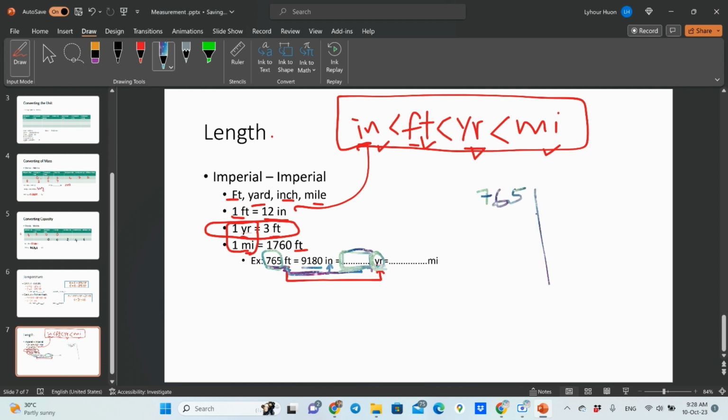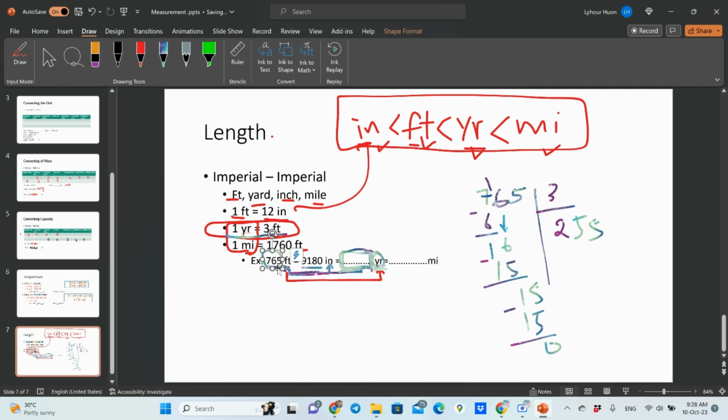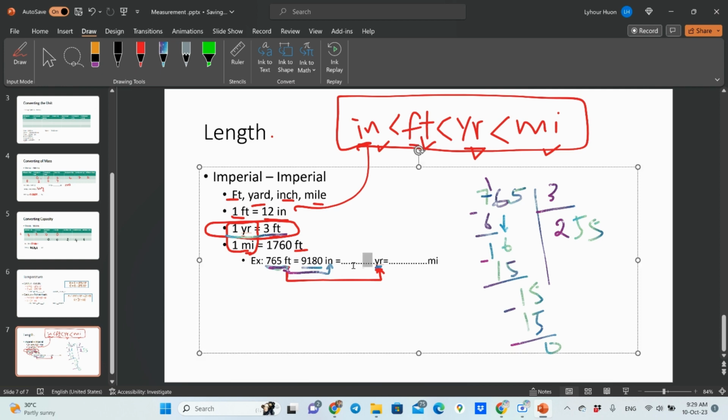765 divided by what number? We know that one yard is 3 feet, so we divide by 3. Two times three is 6, so this is 1. We drop down the 5. 5 times 3 is 15, we have 0, and we drop down the 5. 5 times 3 is 15. Meaning that 765 feet equals 255 yards. 255 yards.